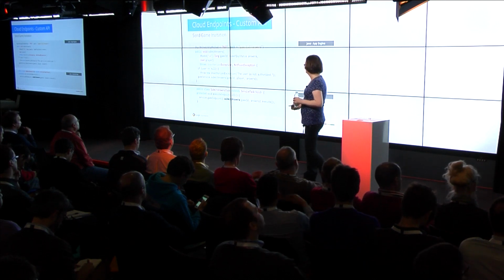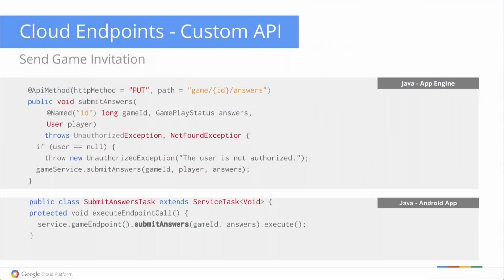Cloud Endpoints looks something like this. It's very, very simple to use. You'll start off, this could be brand new code, or it could be something you've exposed already to web-based users, and now you want to expose it as an API that can be consumed directly from another application service. So in this case, we have a method called submit answers, and we've annotated it with @ApiMethod. Here we're actually saying we want to use HTTP method put.